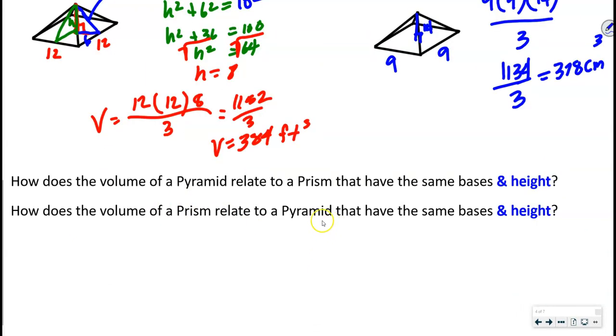How does the volume of a pyramid relate to a prism that have the same base and height? So if we had a pyramid, it is 1/3 of the prism. The pyramid is 1/3 the volume of the prism. So then it says, how does the volume of a prism relate to the pyramid? So if we had the pyramid, we would multiply 3 times that volume to get the volume of the prism. So again, the pyramid's 1/3 makes sense, right, guys? Because we're dividing it by 3, which means if we had a pyramid, to get the volume of the same prism, the same base and height, you would multiply it by 3.